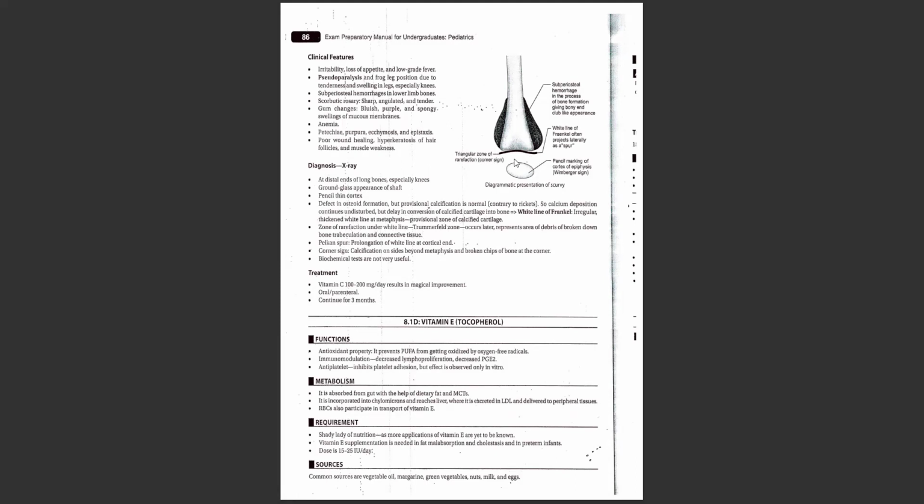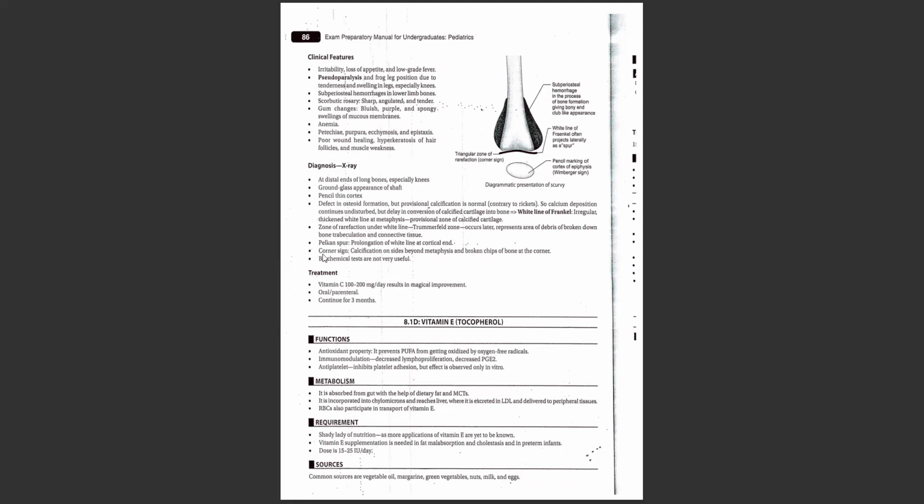That is called the Trümmerfeld zone, which occurs later and represents an area of debris of broken down bone trabeculae and connective tissue. Then we have the Pelkan spur, the prolongation of the white line at the cortical end. Then we have the corner sign, which is calcification on the sides beyond the metaphysis and broken strips of bone at the corner.